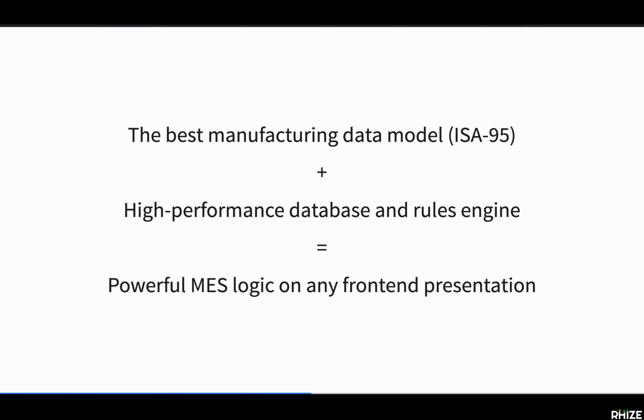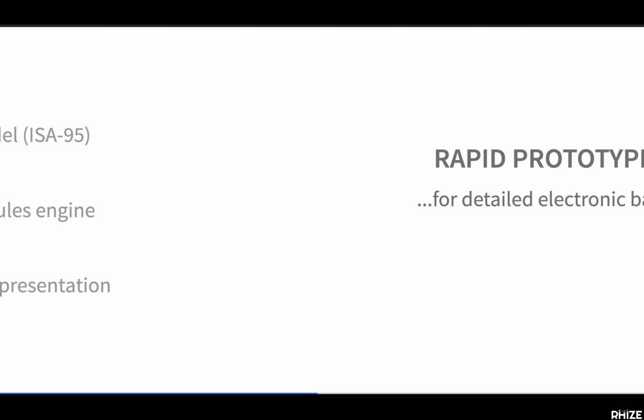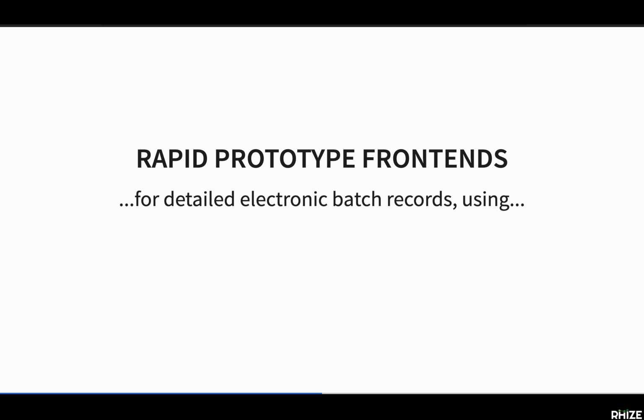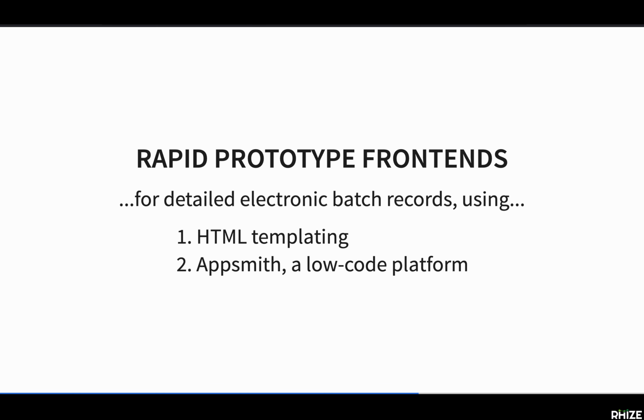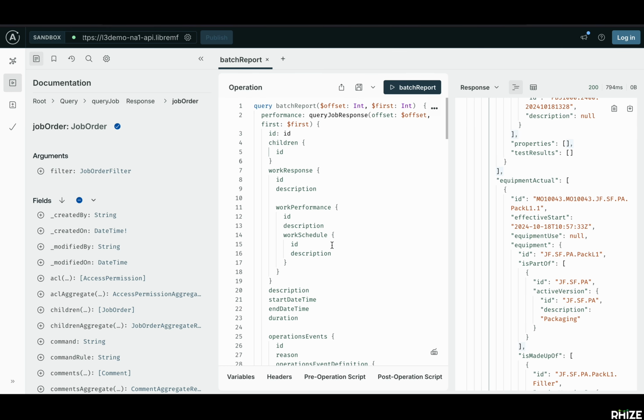And on top of this backend, you can build any front end that you please to present and interact with the data. Today, I'm going to show you some rapid prototypes of manufacturing front ends. Our use case is the electronic batch record, and I'm going to show you two examples. First, I'll do some classic server-side rendering, then render the data with some basic HTML templates and CSS. Then I'll show you something a little more interactive, a batch report explorer built on AppSmith, which is an open source low-code platform.